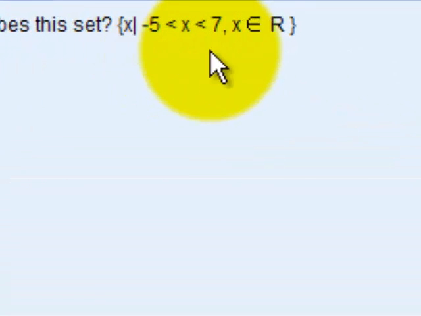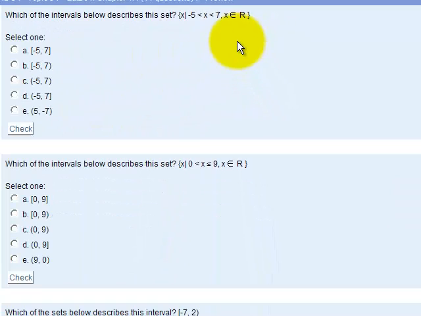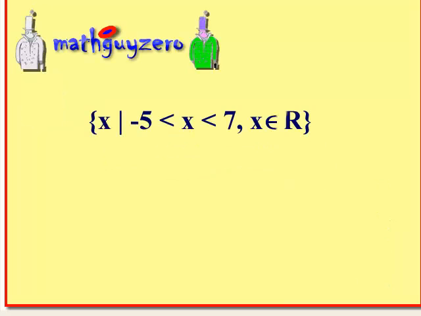We have a set right here described using the roster method. We need to rewrite it using the interval method. So let's go ahead and pull this up. Okay, this is how you read it. The little brackets tell you that everything within this is a set, right?